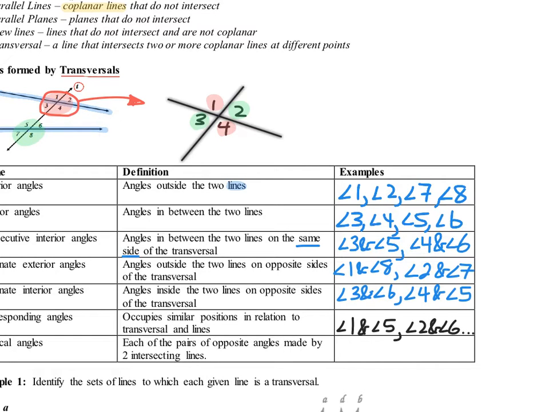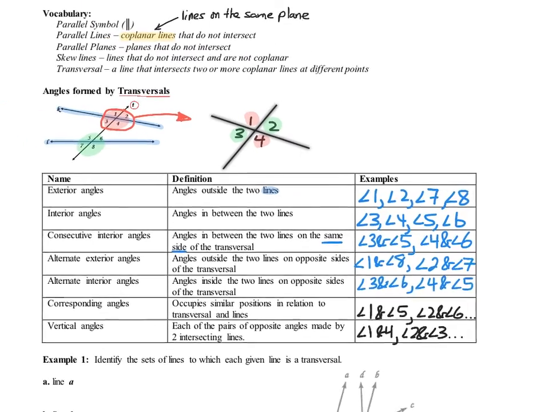In this case, I'm looking at angle 1 and angle 4. I could also say angle 2 and angle 3. But just like the other case, there's a couple more. I could say 5 and 8, and also 6 and 7.